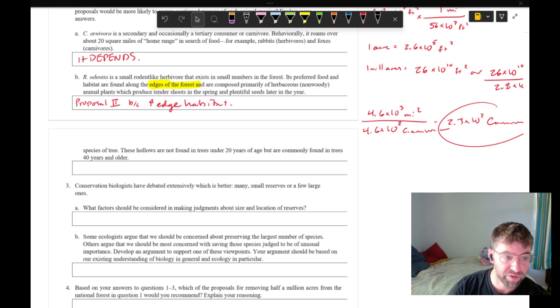If we assume that 40-year-old trees are randomly distributed throughout the forest, then both proposals would eliminate half of these trees. In other words, both proposals would reduce the available nesting sites for the species by half. The immediate effect on the population would depend on the existing population size.